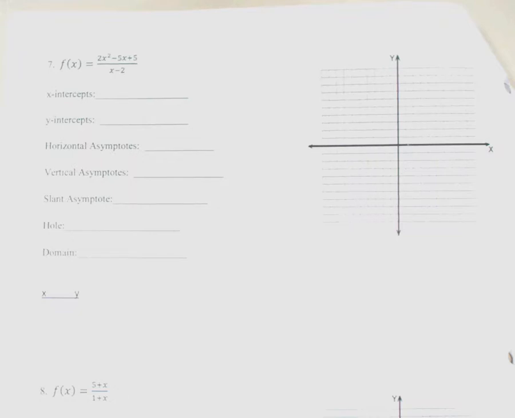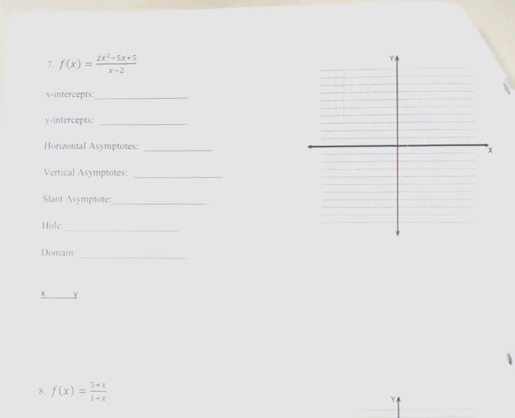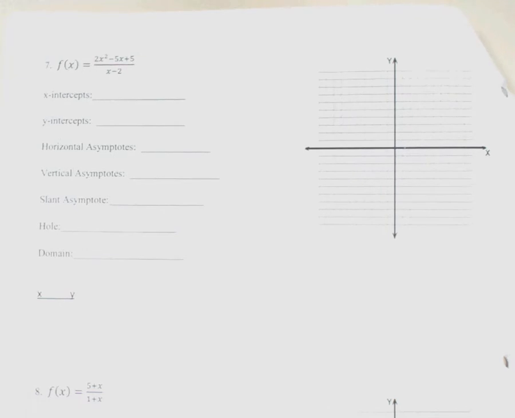The next example we're going to look at from the 2.5 homework and practice is problem number 7. f(x) equals (2x squared minus 5x plus 5) all divided by (x minus 2). This example is a little different from the others that we've looked at because it contains a slant or oblique asymptote. Just as we did in the previous problem, I need to check to see if this problem can be factored, because I need to make sure there is not a hole.